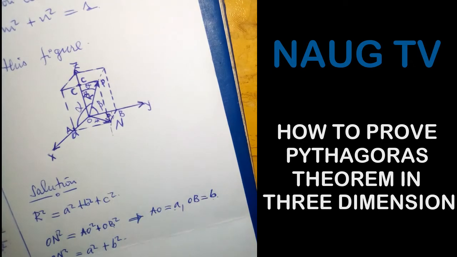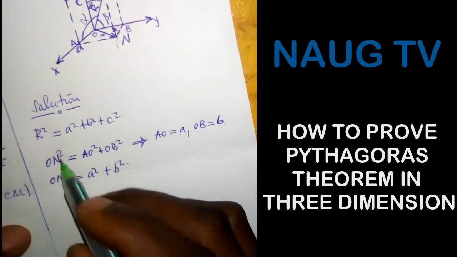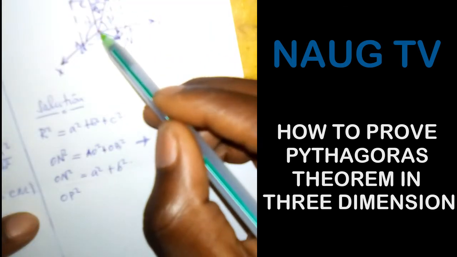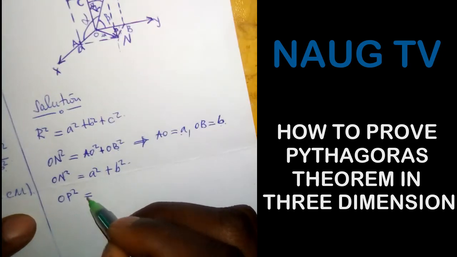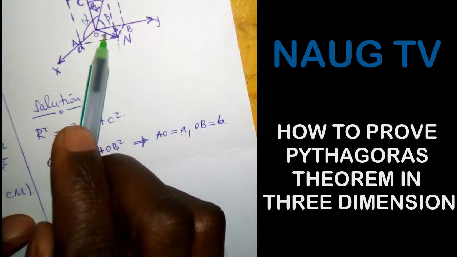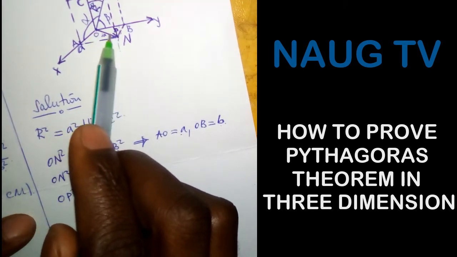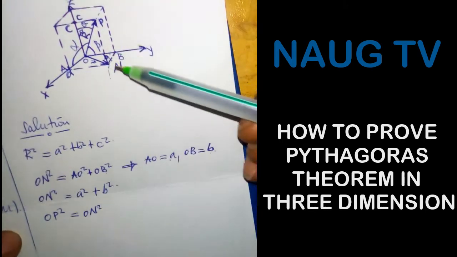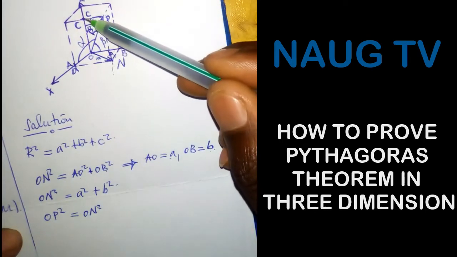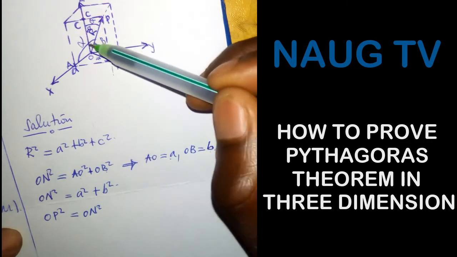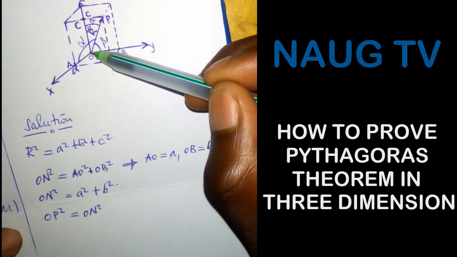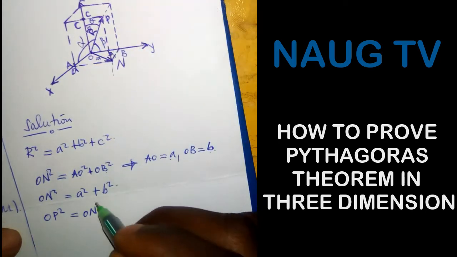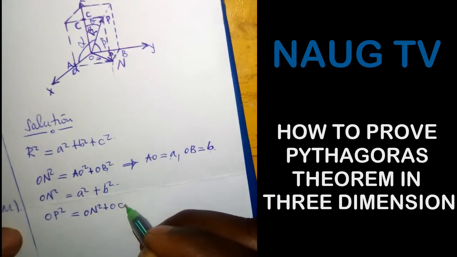So let's also prove it here. Distance OP squared would be equal to ON squared, right? ON squared plus OC squared, because it is the distance from O to P, where O is the origin. So we write OC squared.